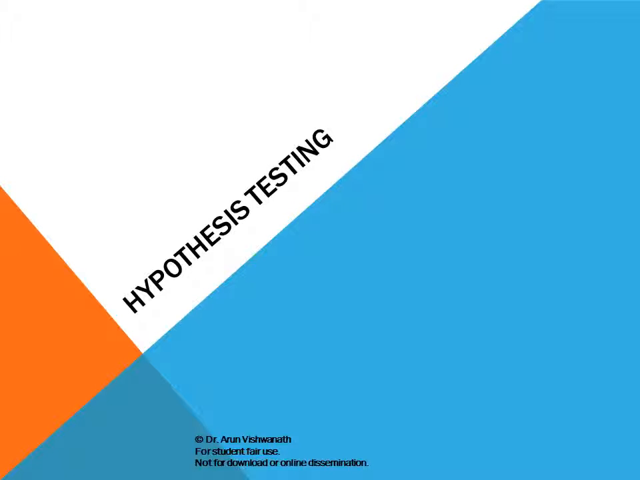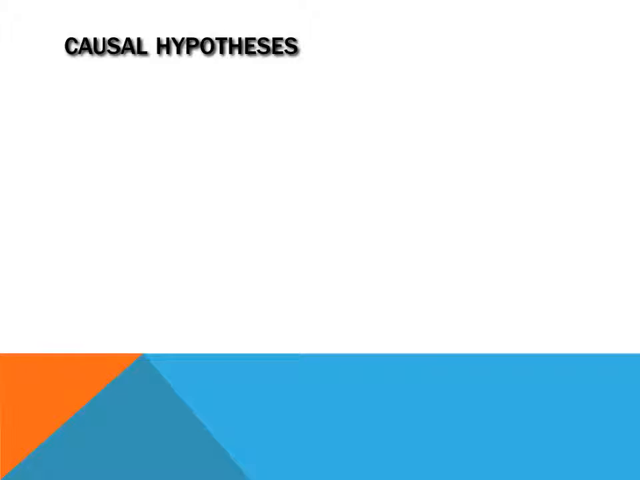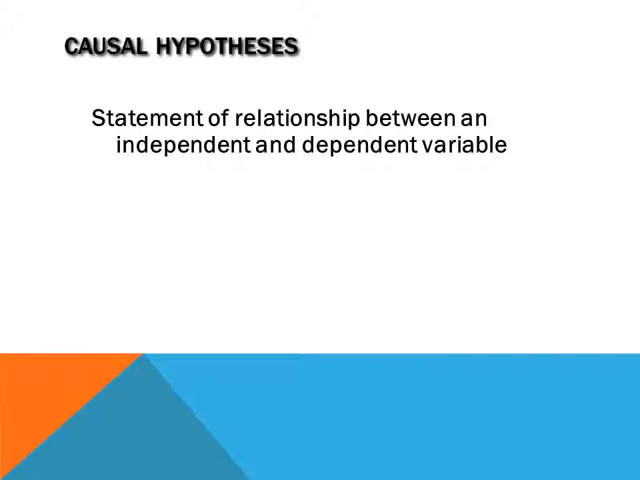In this presentation, I'm going to talk about hypothesis testing. Hypothesis testing is at the heart of the scientific method. You have to understand what we mean by a causal hypothesis. So, hypothesis testing involves posing a causal hypothesis. And a causal hypothesis is the statement of relationship between an independent and a dependent variable.